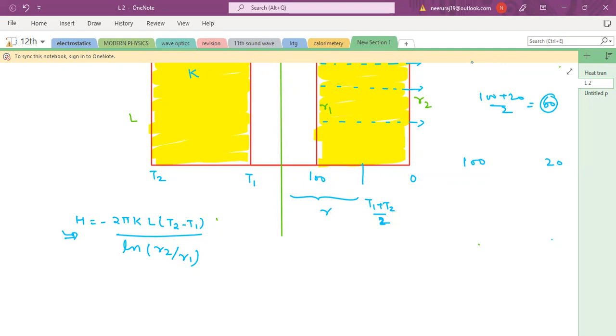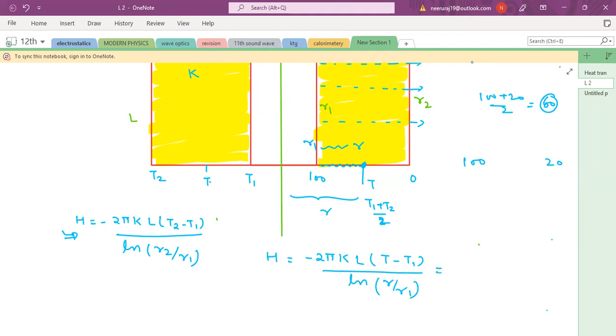Now if I want to write the heat current in this part only, from R1 to R, the formula for the heat current is H equals to minus 2 pi K, which is constant throughout. L is the same. Suppose the temperature is T. So you write T minus T1, I'm calling this T1, divided by ln(R by R1).